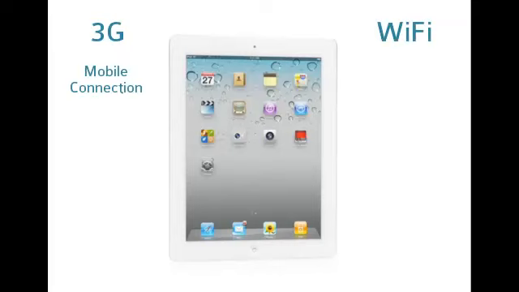The 3G model connects directly to the internet like a smartphone. As long as there's cellular coverage in the area, a 3G iPad can log on. The Wi-Fi model can only connect indirectly to the internet by using a network, like when you're at home or the office or at a public Wi-Fi hotspot.